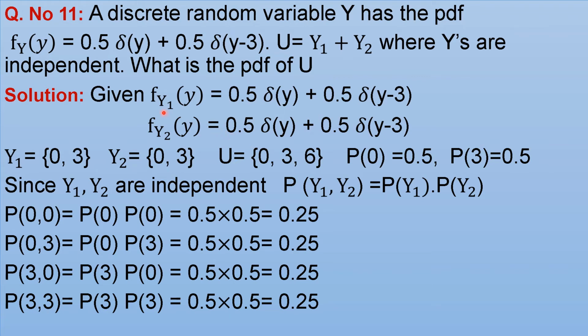Now, by looking at the probability density function of y1, we can write the probability of 0, probability of 3.